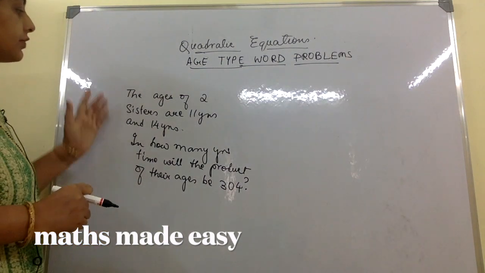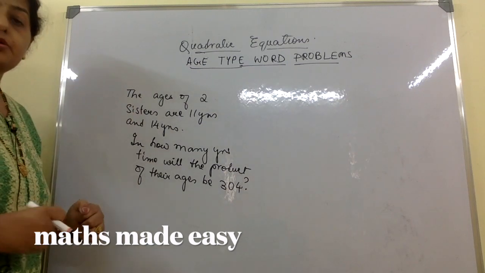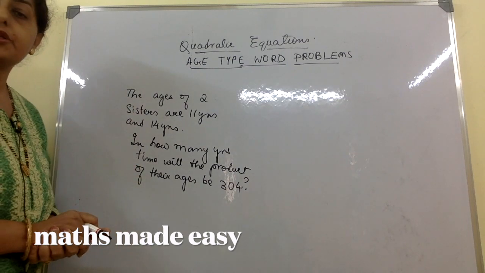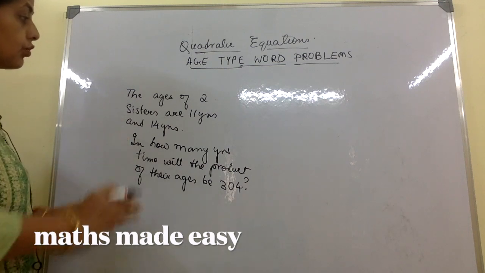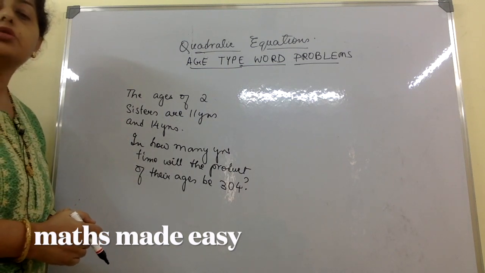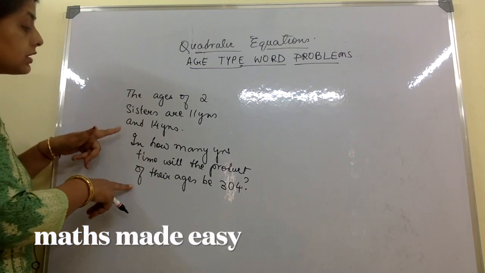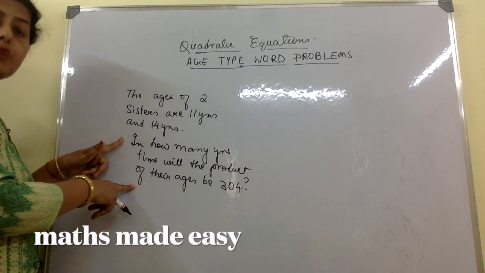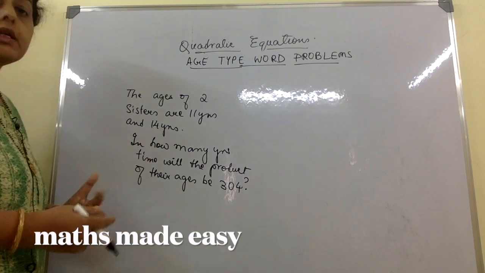Here the ages of two sisters are 11 and 14 years. In how many years time will the product of their ages be 304? So here some condition has been given to us. Okay, so let us see.